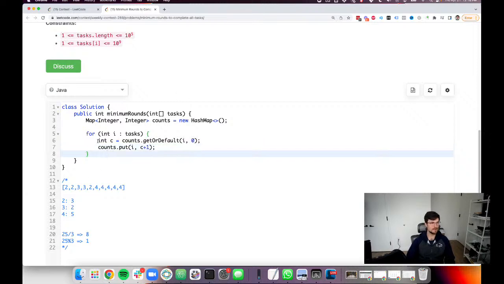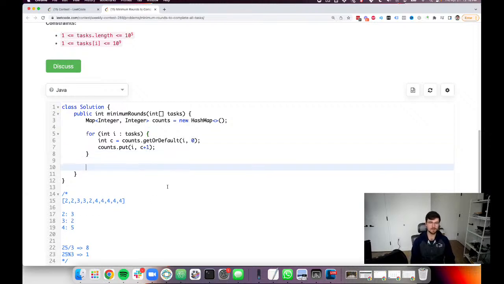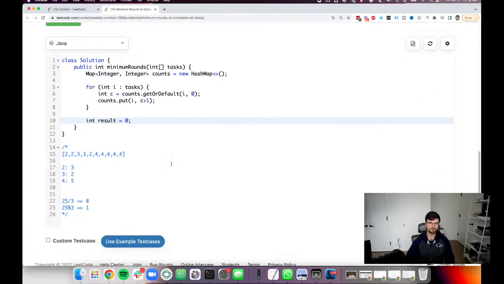There may even be a more efficient way to do this, because incrementing a value in a map seems like something that would be useful, but that's fine. And then all we have to do is iterate over the map and basically count. So result equals 0.